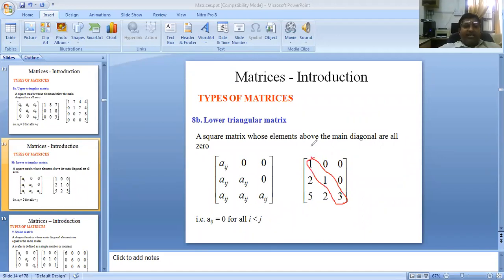So these are the various types of matrices. Now in the next lecture, we will study the transpose of a matrix and some other types of matrices and operations on matrices.